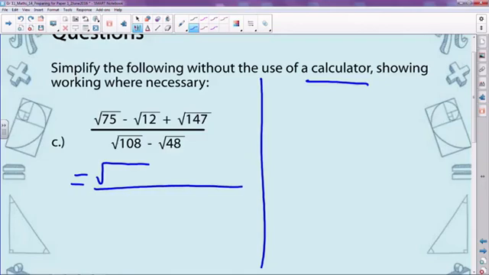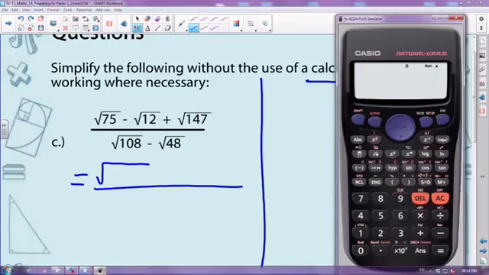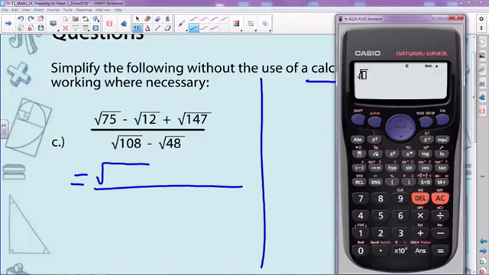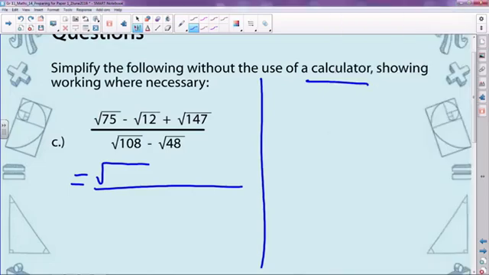Right. If you're using a calculator, you just put it in straight and then say 75, all right? So that is 25, it's 5 root 3. But if you are doing it manually, of which we don't mark this step, you're going to say that's 25 times 3. Minus the 12 is 4 times 3 plus.